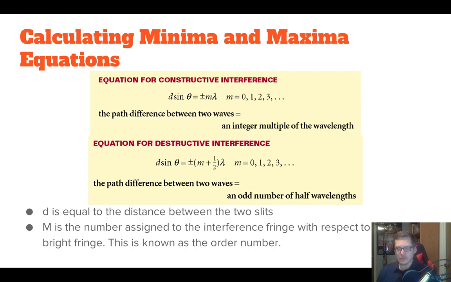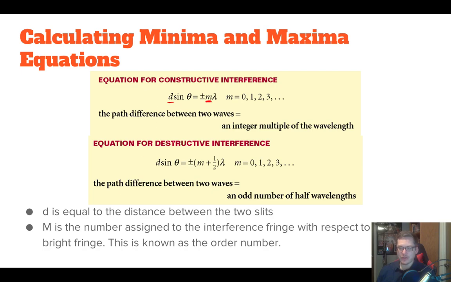All right, the equation for constructive interference. What we're saying is d, the distance between the slits, times sine theta, the angle, is equal to m, the order of our maxima and minima. If we're at the center, we say that's order 0. The next one is order 1, and then 2, then 3. This is simply an integer, always a whole number, and then this is the wavelength.